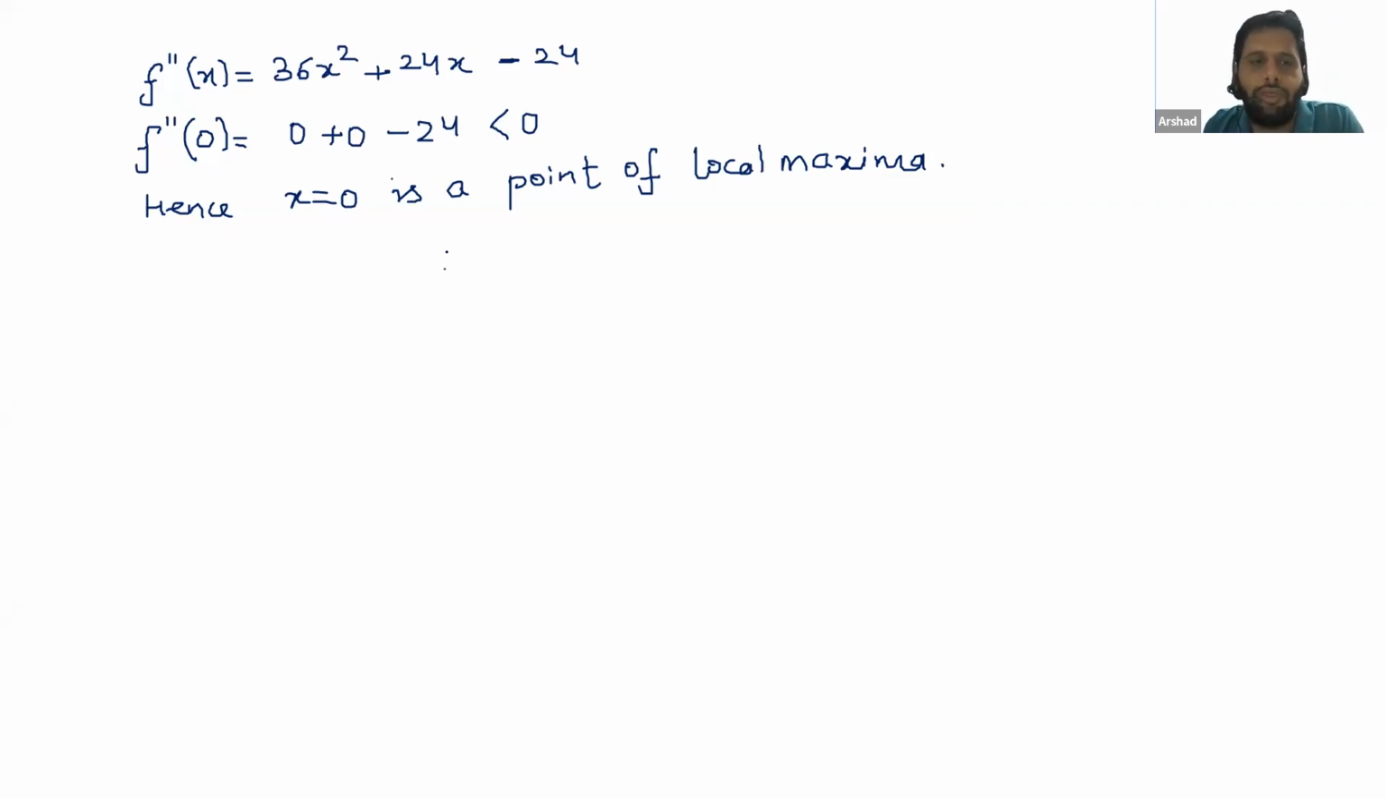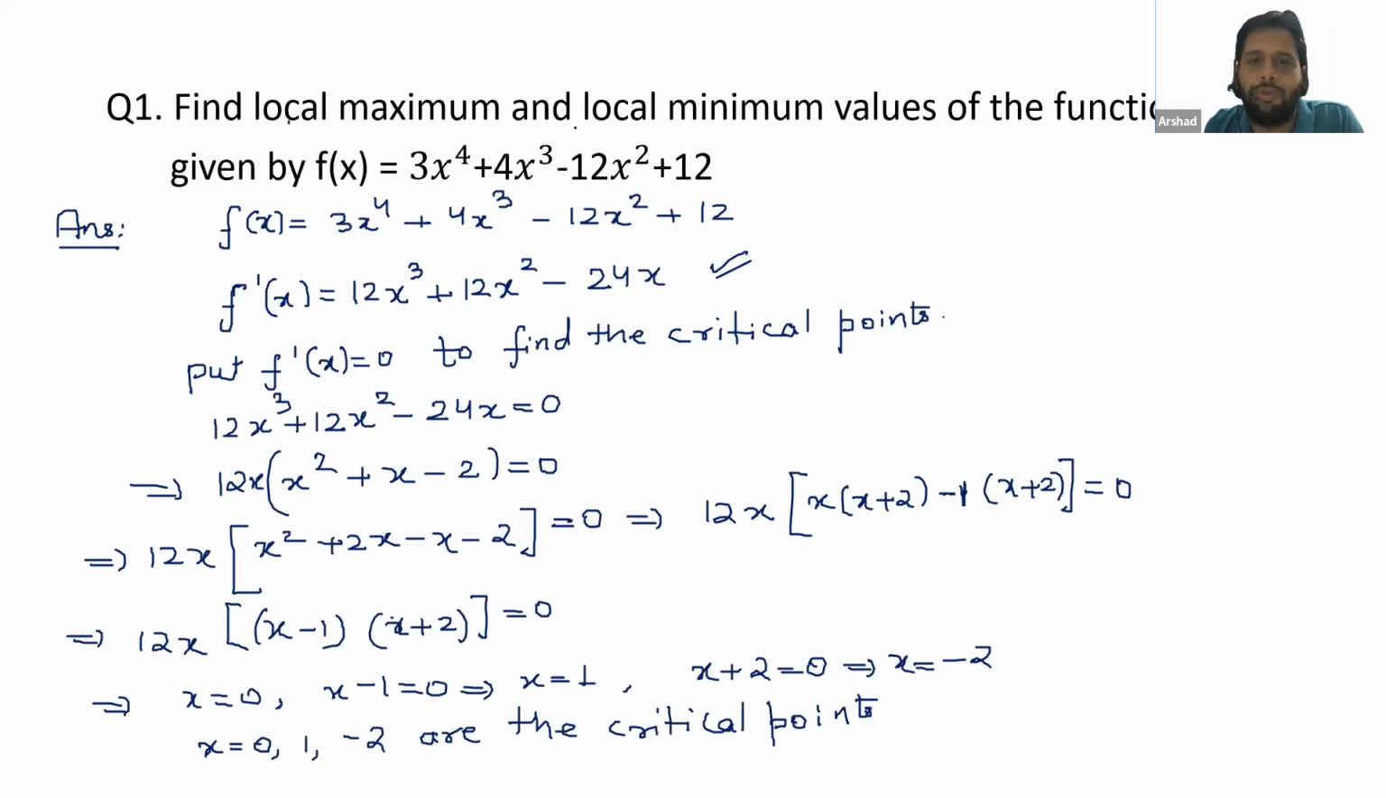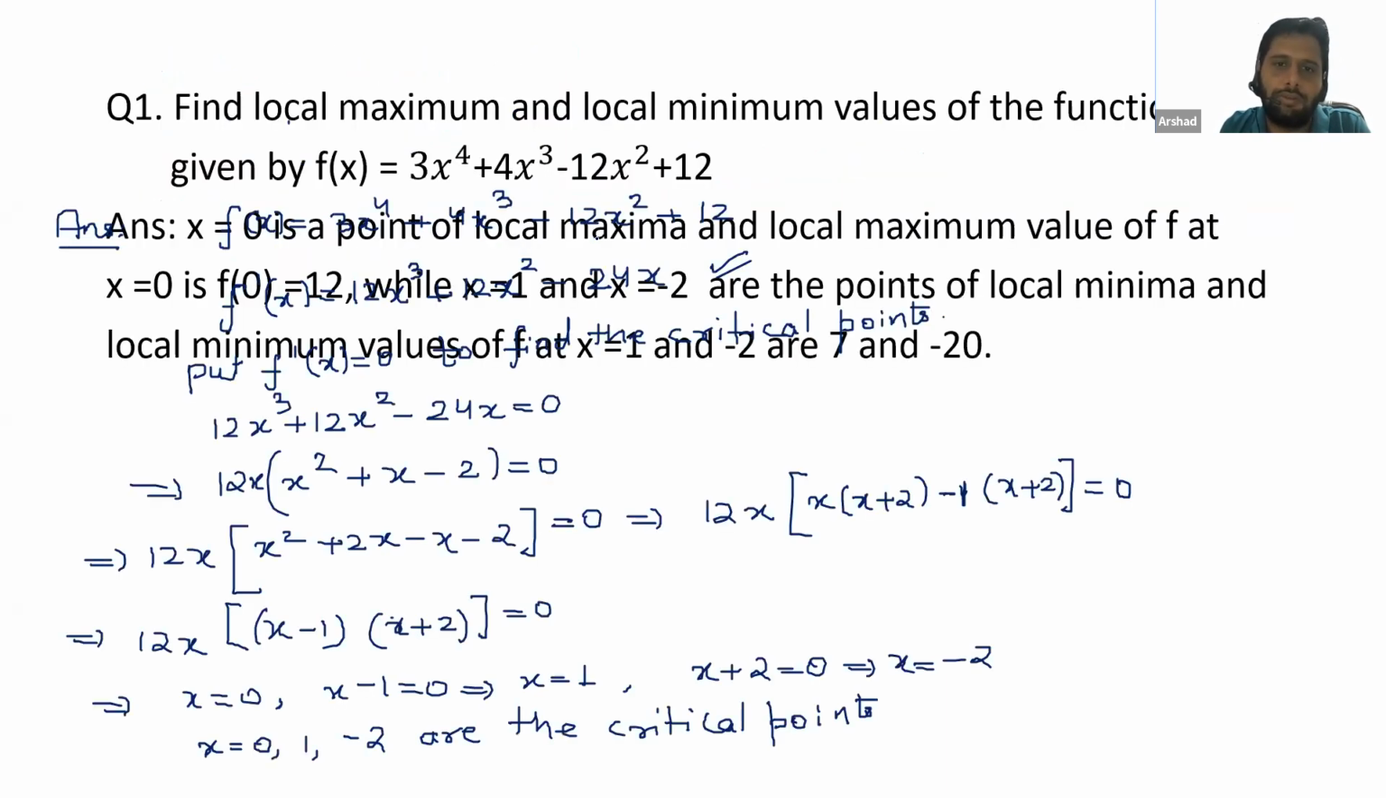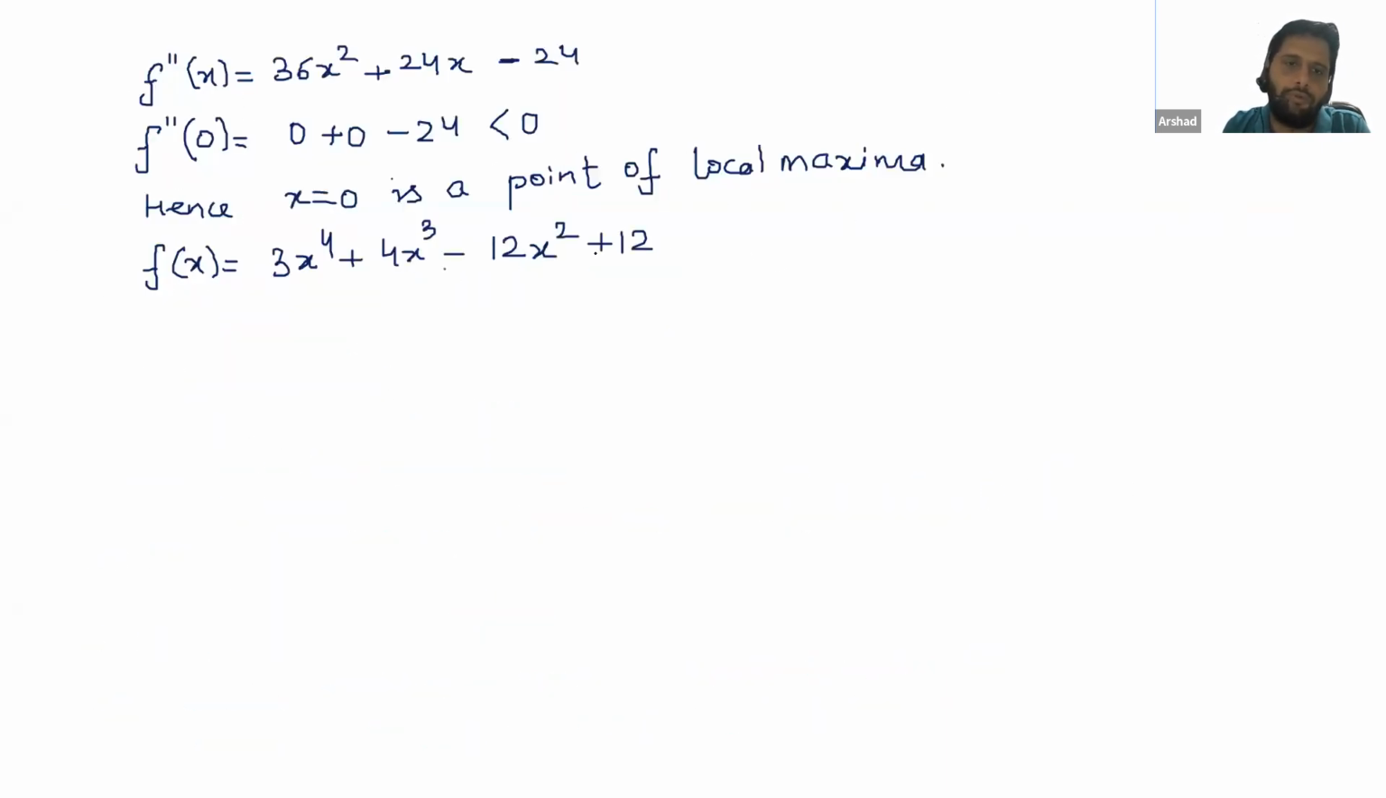Now in the question, we need to find the local maximum and local minimum value also. So here we get this is a point of local maxima. So what function do we have? The function is 3x to the power 4 plus 4x cube minus 12x square plus 12. Okay.